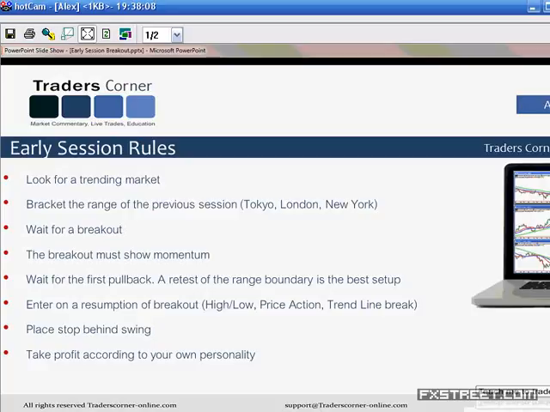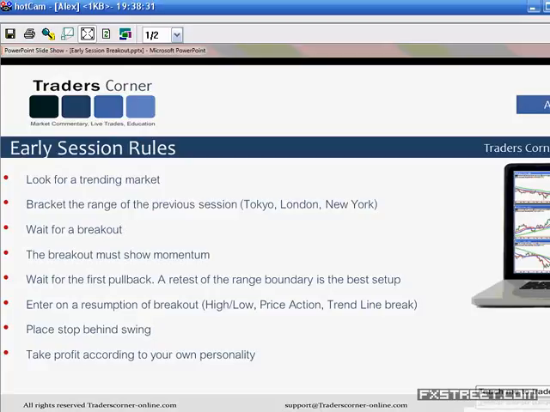Once you've bracketed the range, you need to wait for the breakout. Now, there's no point anticipating the breakout. That's not what we're doing here. So even if it looks like the markets are moving and moving and moving, don't be tempted to jump in. We're waiting for confirmation here, okay, guys? We're waiting to see momentum in the market. We're waiting for the actual breakout. We're not trying to predict the future.